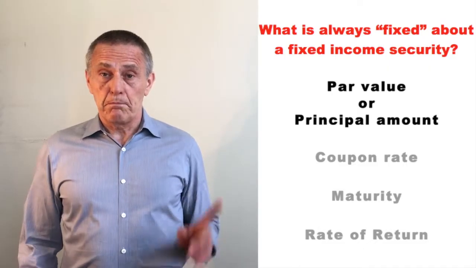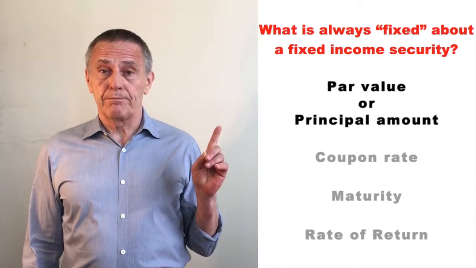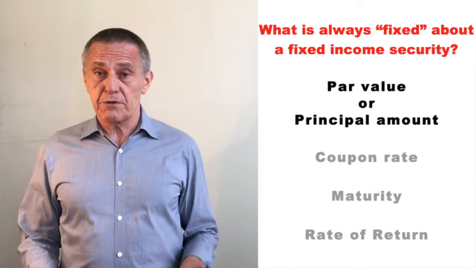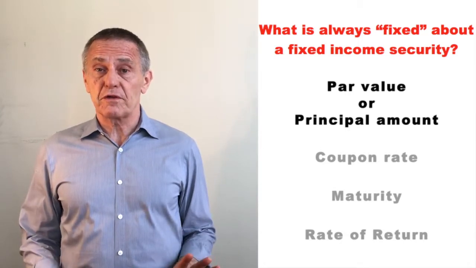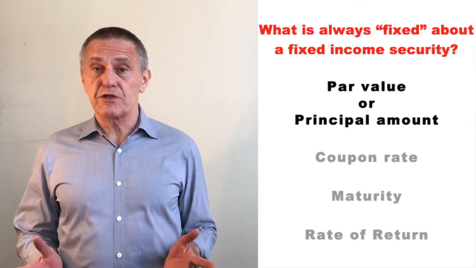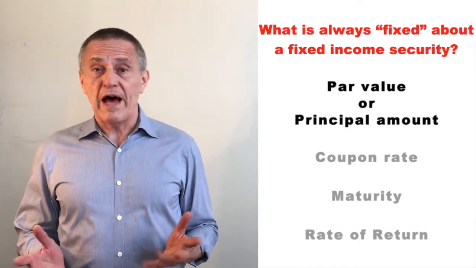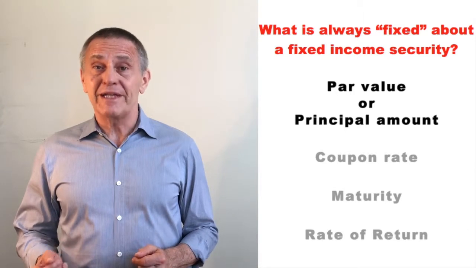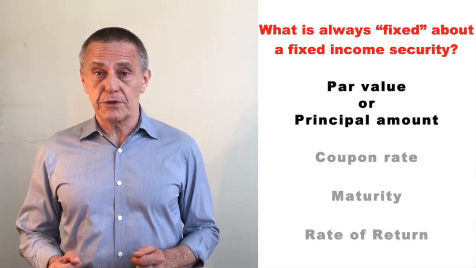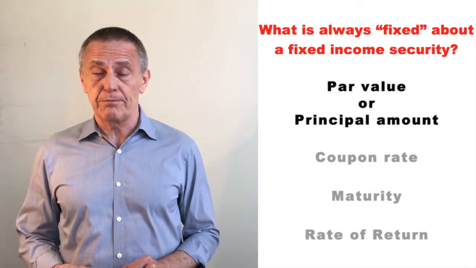So, first up, par value or principal amount. It is the case that for most fixed income securities, the par or principal amount is fixed over the life of the contract. However, there are numerous exceptions to that general case. One obvious exception are inflation indexed securities. TIPS, Treasury Inflation Protected Securities, being a very prominent example.